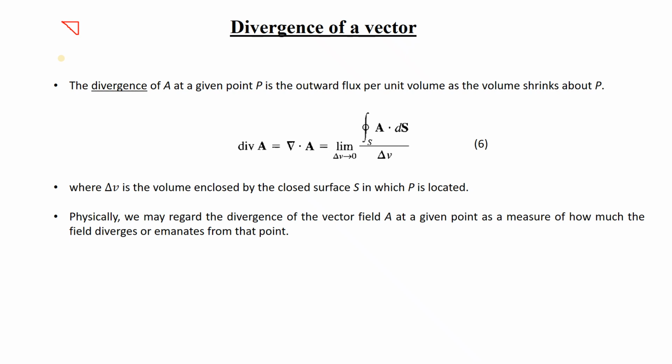If the del operator is operated on a vector by performing the dot product, that is del dot A, where A is a vector, it is called the divergence of the vector. The cross product is called the curl of A. So del dot A is the divergence of A, and del cross A is the curl of A.